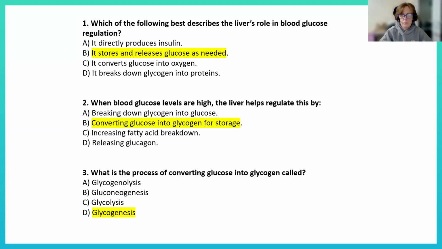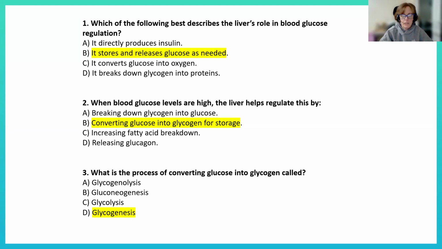So what does the liver do with blood glucose regulation? It stores and releases glucose as is needed. So it stores glucose after a meal when you've got loads in your blood, and releases it when you haven't eaten for a while and there's not so much in your blood. It's the pancreas that's involved in producing insulin.